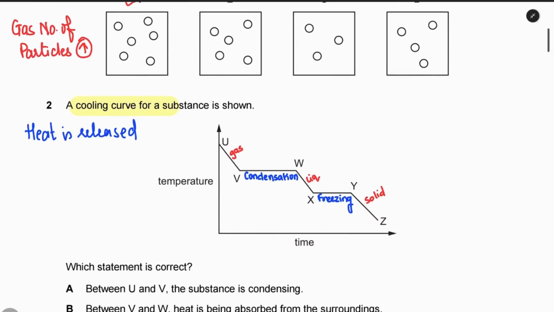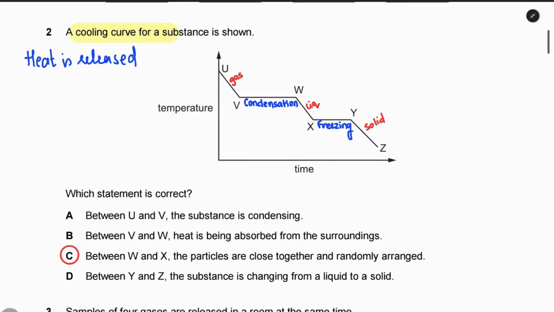Second, a cooling curve of a substance is shown. Now over here, as we talk about the cooling curve, it means heat is released. So if you see here, U to V converts into gas, W to X converts into liquid, and Y to Z converts into solid. So which statement is correct?